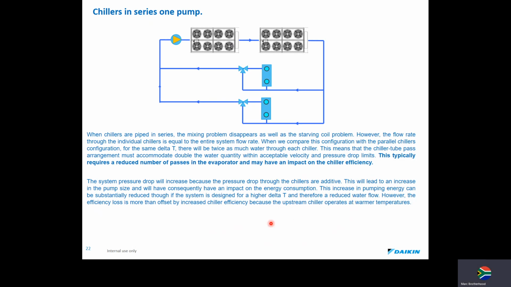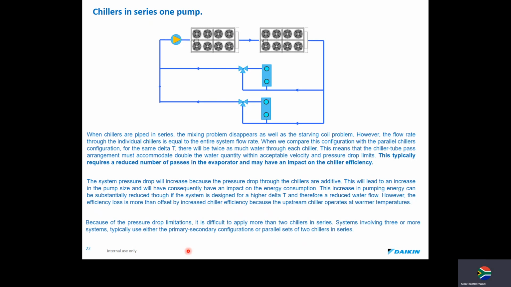However, the efficiency loss is more than offset by increased chiller efficiency because the upstream chiller will operate at warmer temperatures. Because of the pressure drop limitations, it's difficult to apply more than 2 chillers in series. Systems involving 3 or more chillers typically use either primary-secondary configurations or parallel sets of 2 chillers in series. We'll get onto that as the training gets more and more advanced.